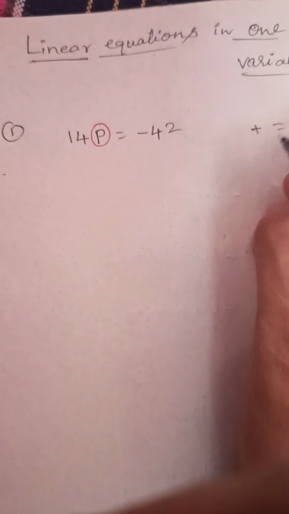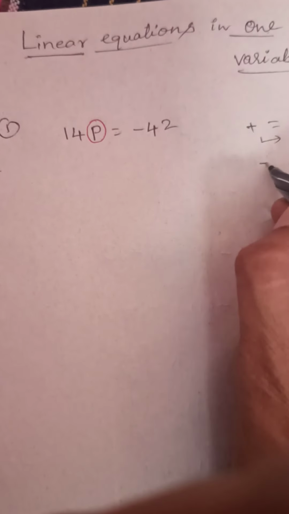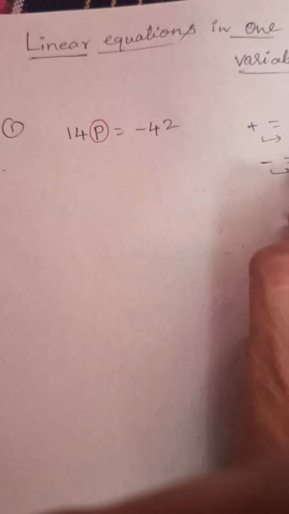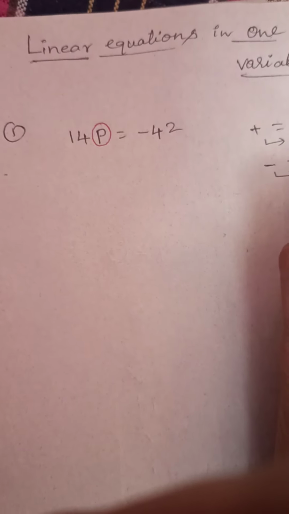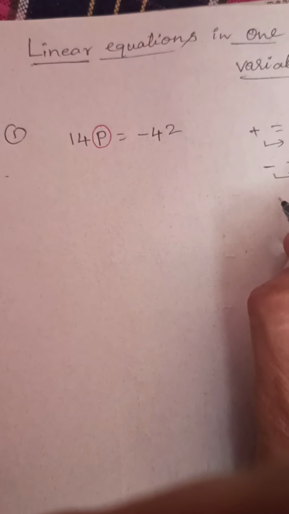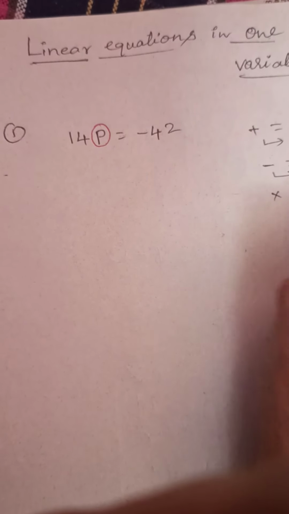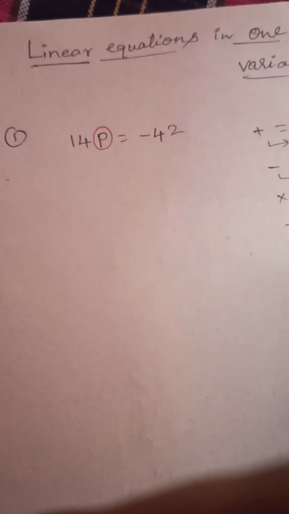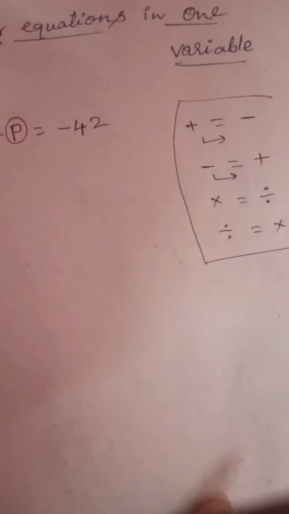When any plus sign is transposed to the other side of the equal sign, it becomes minus. Minus values, if you transpose to the right side, become plus. If it is multiplication, it becomes division. Any division value comes to the other side as multiplication. These are the basics which we learned in previous classes. Plus becomes minus, minus becomes plus, multiplication becomes division, division becomes multiplication.